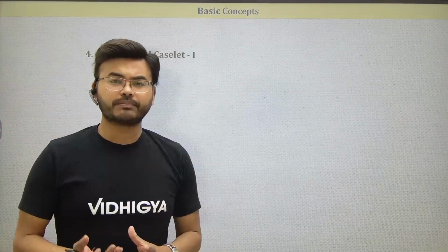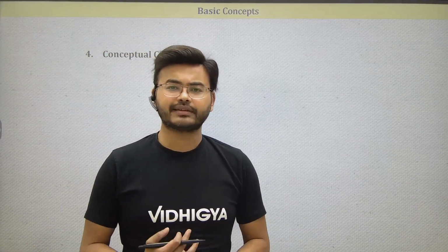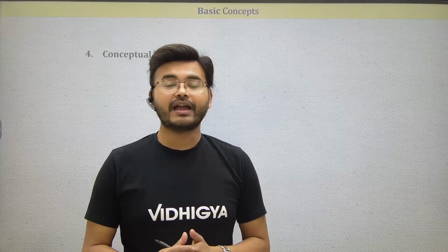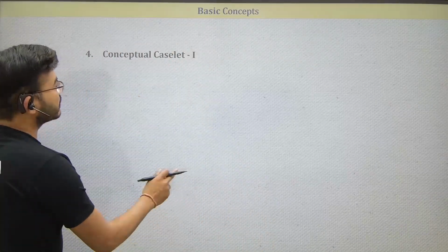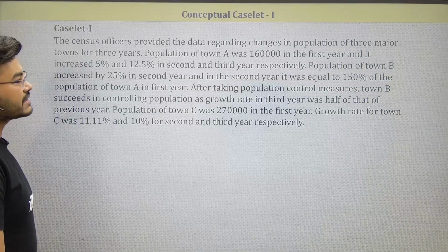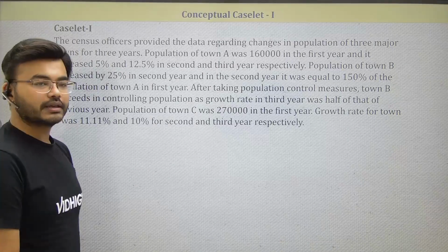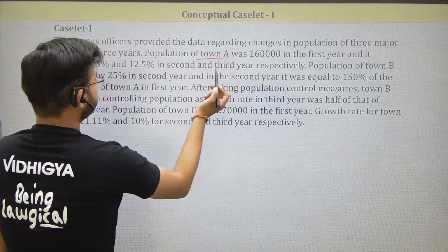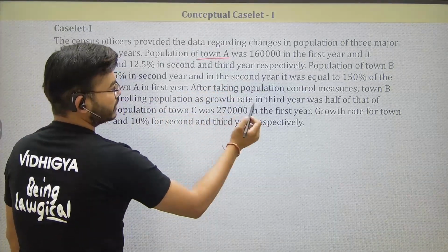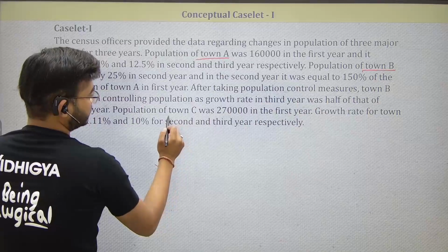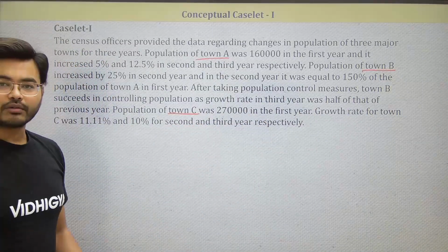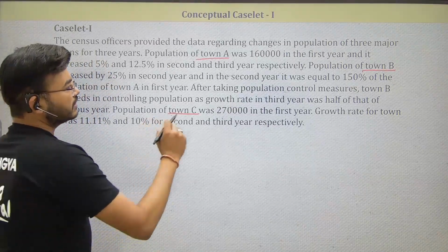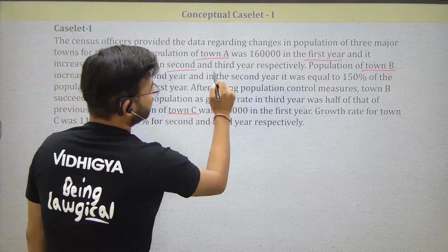We have understood the basic mathematical concepts related to percentage, ratio, proportion, and averages. Now it's time to utilize all those concepts and try to solve this particular caselet. In this caselet, the data is given regarding the population of 3 major towns in 3 years. The 3 towns are town A, town B, and town C, and we are given information for 3 years, that is, first year, second year, and third year.